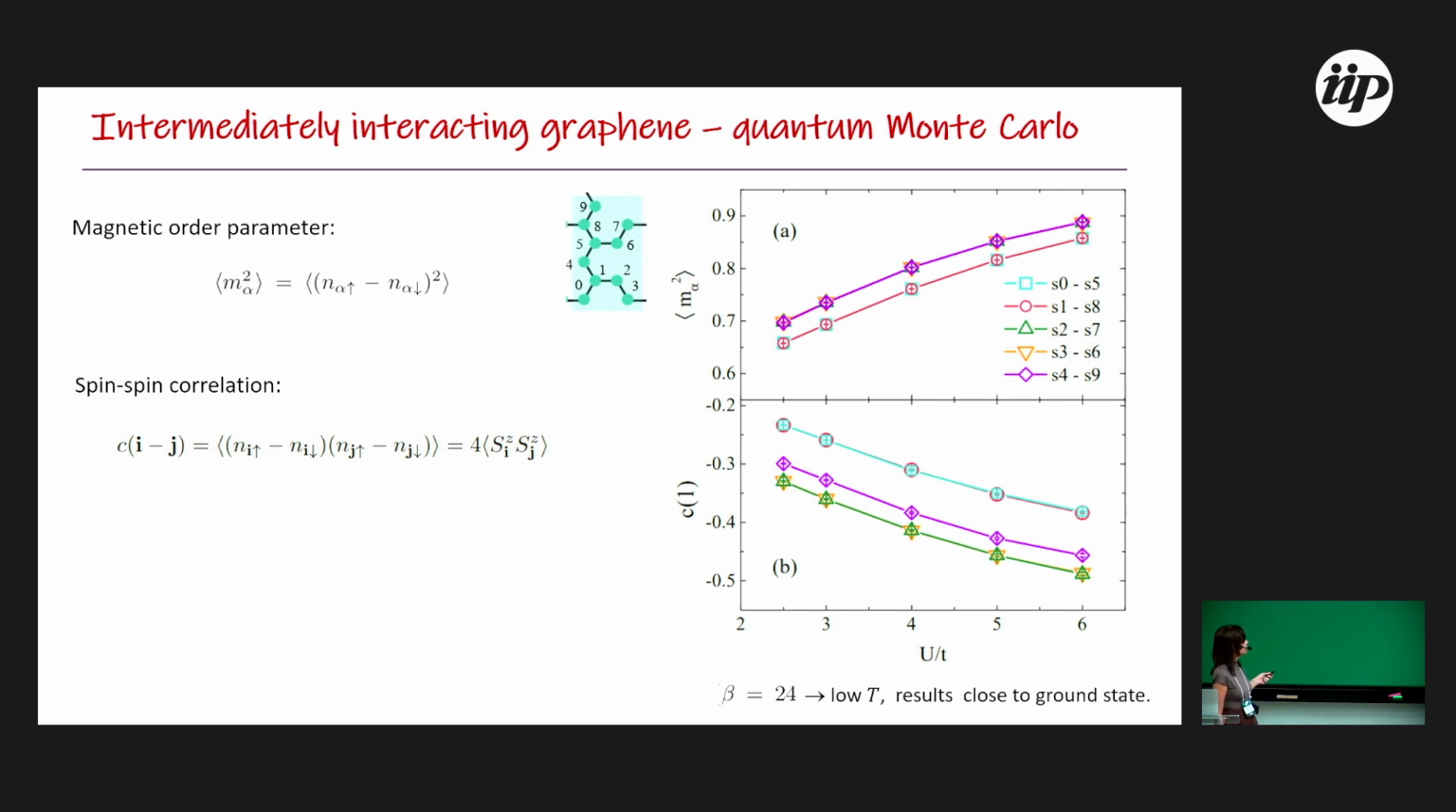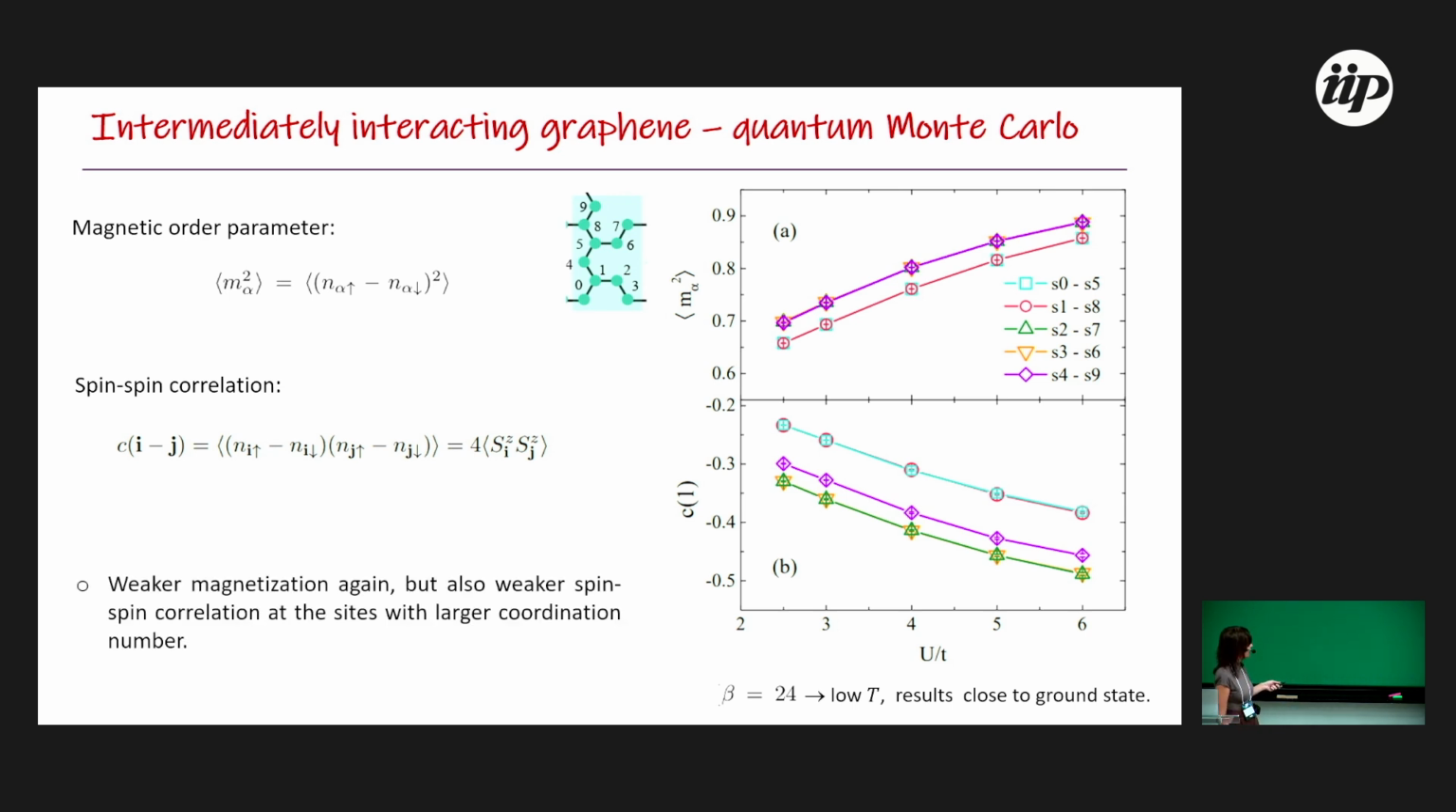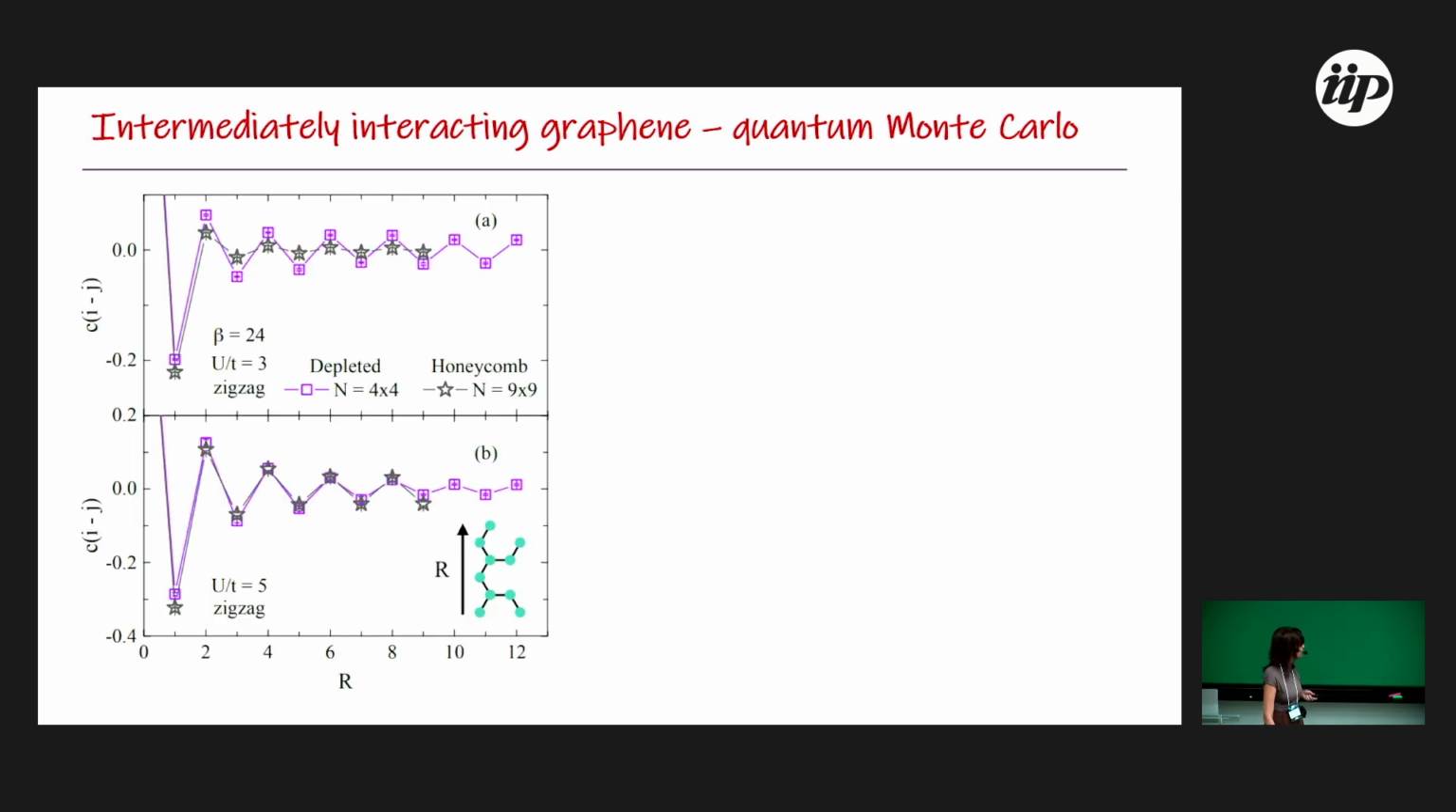So now, going to the intermediate values of interactions, we use quantum Monte Carlo simulations to get the magnetic order parameter and correlations. And here are the results: the magnetic order parameter and correlations as a function of electron-electron interactions. The take-home lesson from these plots is that, again, the magnetization is weaker, and also the spin correlation is weaker, at the sites with larger coordination numbers. So this magnetization is highly non-uniform in the material, which is different from what we get in pristine graphene.